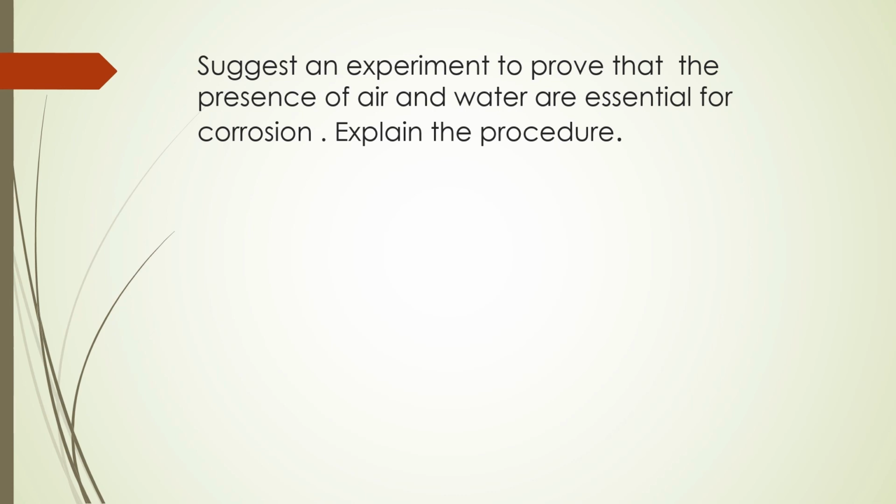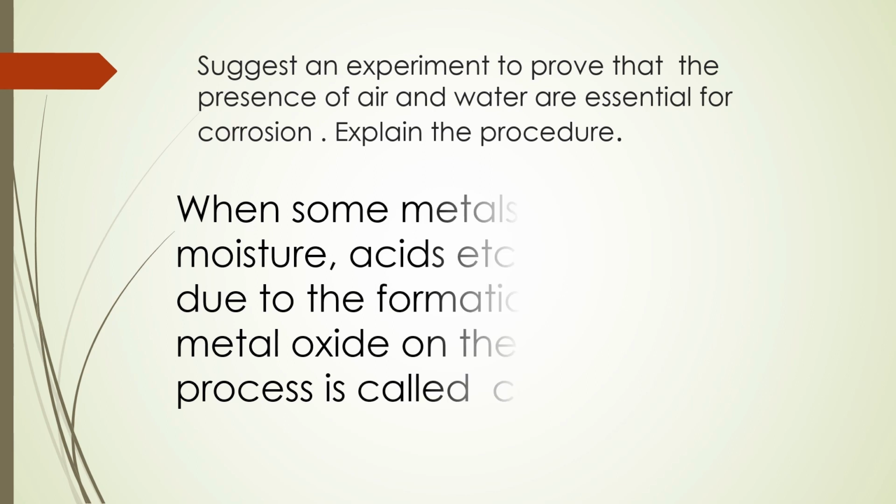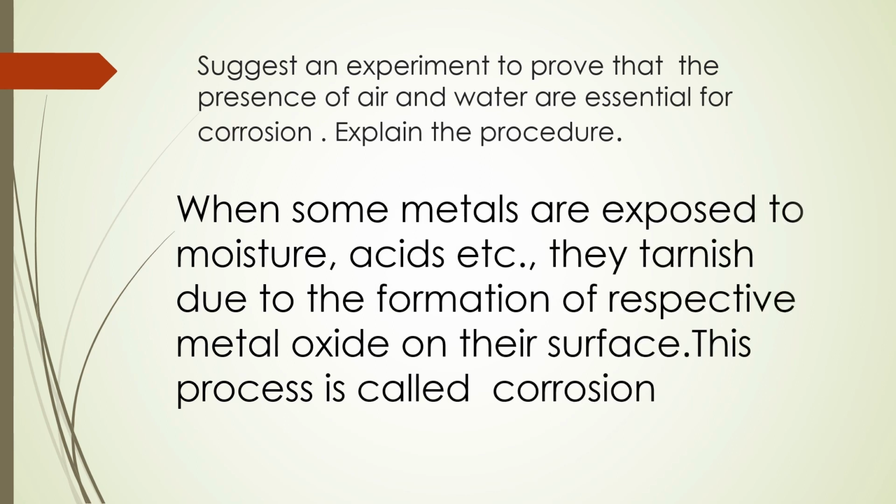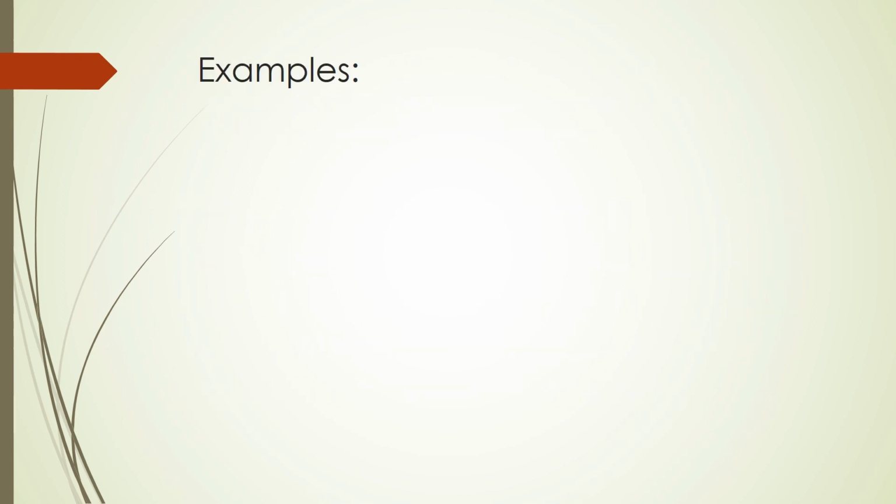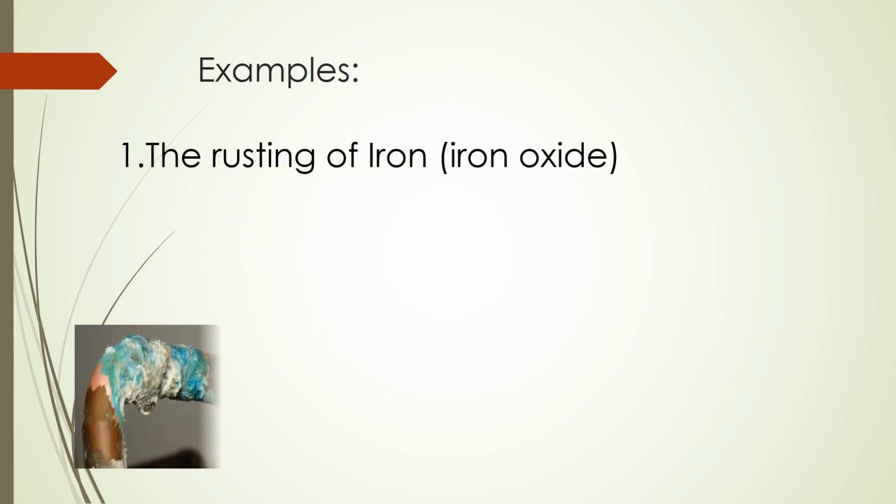At first, what is corrosion? When some metals are exposed to moisture, acids, etc., they tarnish due to the formation of respective metal oxide on their surface. This process is called corrosion. Examples: the rusting of iron, that means iron oxide. So you can see the rusting of iron in the diagram.